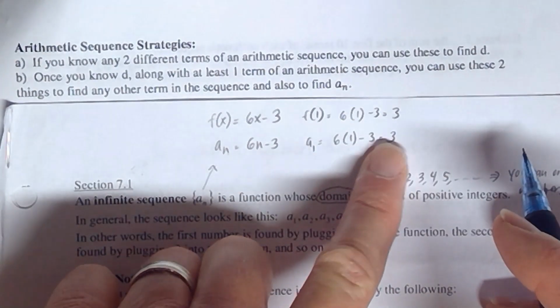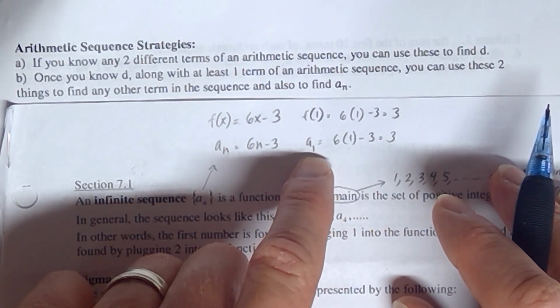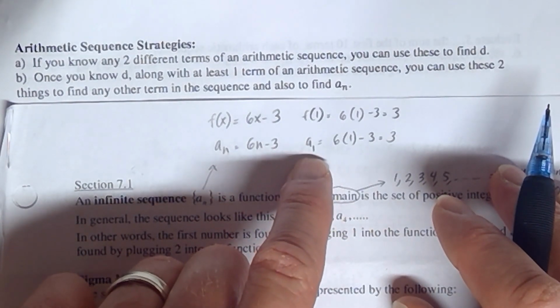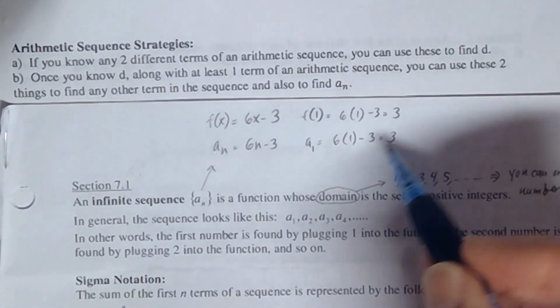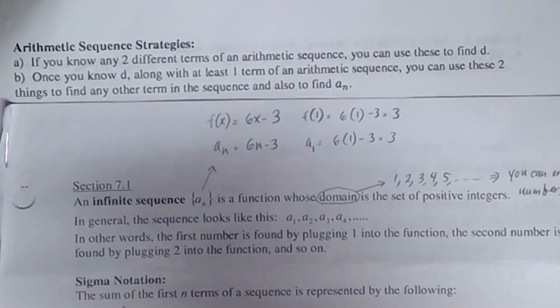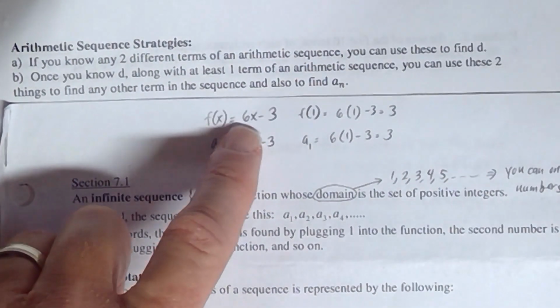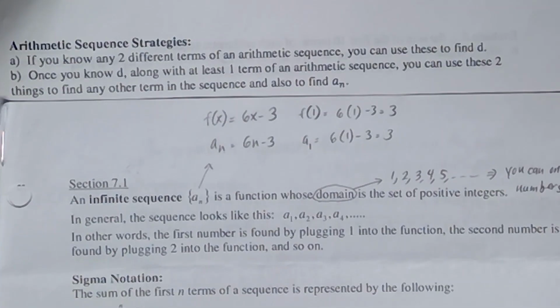Where there's no variable anymore after you plug it in. So if you've got A sub 1 or A sub 2 or A sub 3, in this case A sub 1, you're actually going to get an answer with no variable in it. But for A sub n, that's the actual formula itself that has the variable in it, just like f of x has the variable x in it.